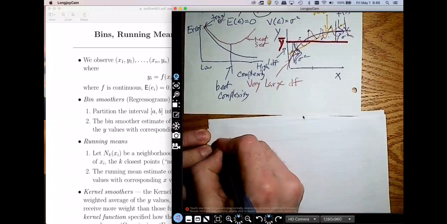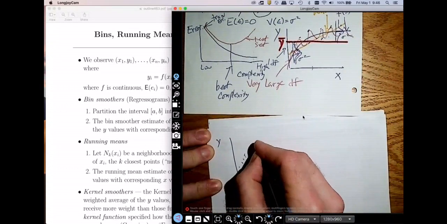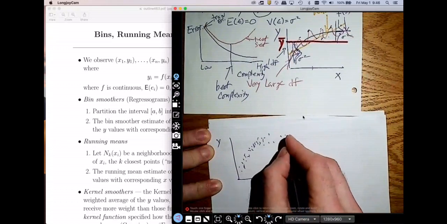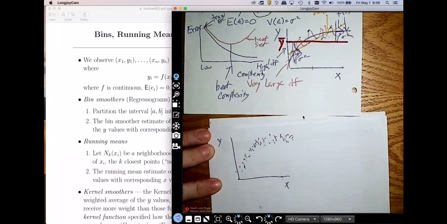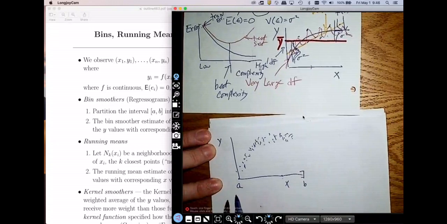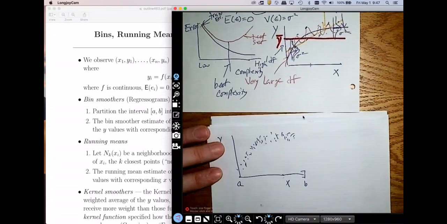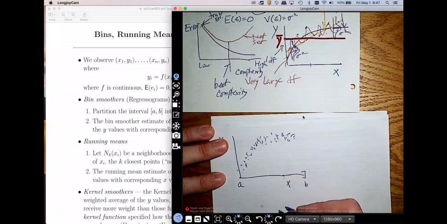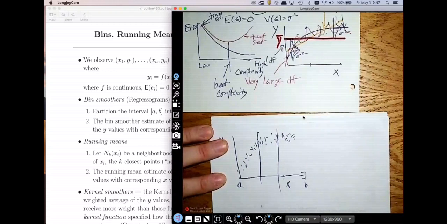So here's x, here's y, and I'm going to redraw my scatter plot to try to do the same thing. Give yourself a little bit of curvature. And so here's the whole idea of a bin smoother. It's extremely simple. In terms of my notation, this is a, and this is b, and I've got all those x's that are distinct values. And so all I'm going to do is divide this up into some bins. How about 3 bins? So those are my 3 bins.